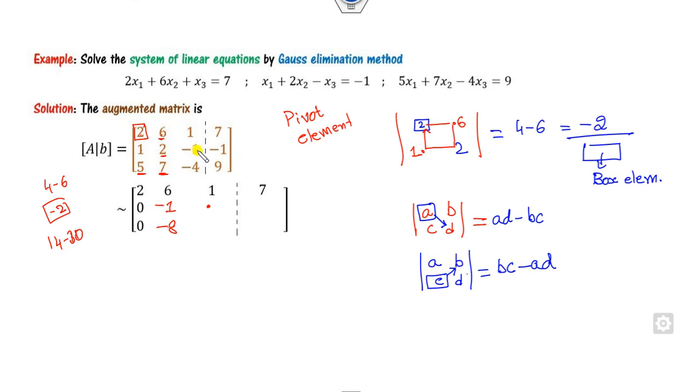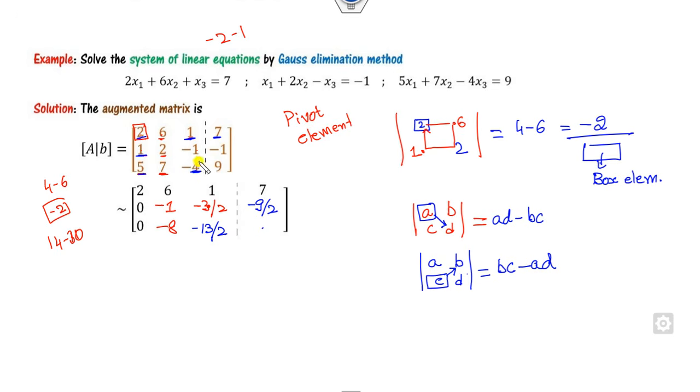Look at this value, the previous value is minus 1, the other two elements are 1 and 1. It is a minus 2, minus 1, it's a minus 3, divided by the box element, minus 3 by 2. Look at this value, minus 4, 1, 5 and 2. So minus 8, minus 5, minus 13, divided by the box element. Look at this value, the previous value is minus 2, minus 1, 7 and 1. Minus 2, minus 7, minus 9, divided by 2.